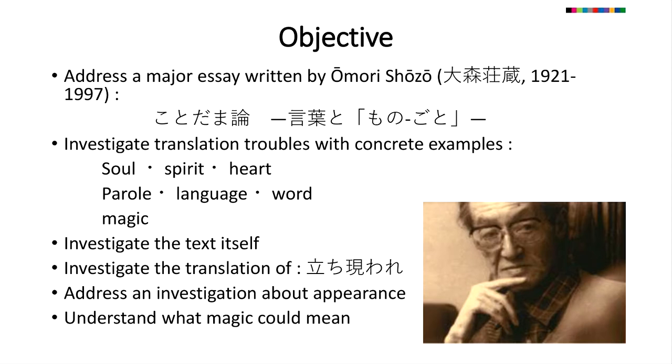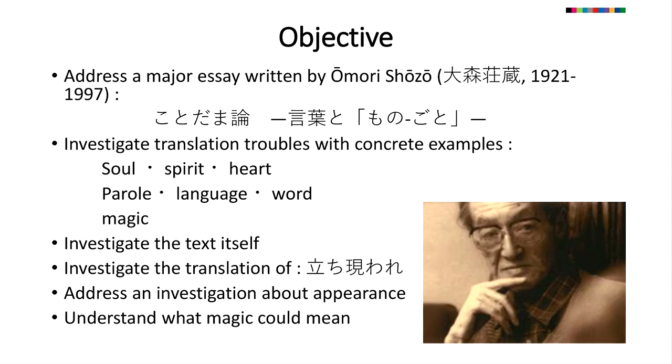And we're going to try to understand what is the magic which is behind the Kotodama. So we'll investigate the text itself, and of course the major concept that we found in that text, which is tachi araware. And tachi araware can actually be translated by the word appearance here. But I will explain more later. And of course, we will try to understand what the magic could be.